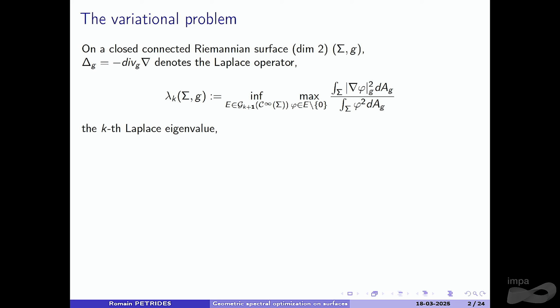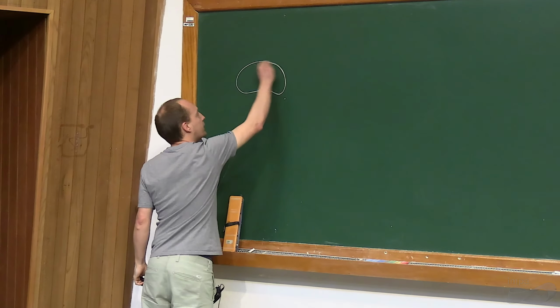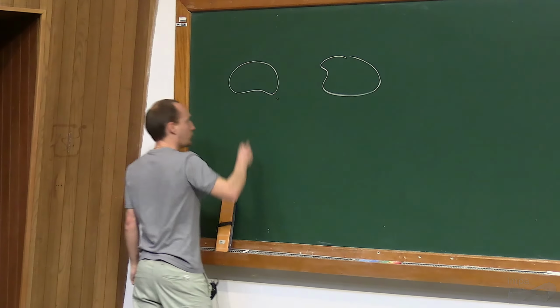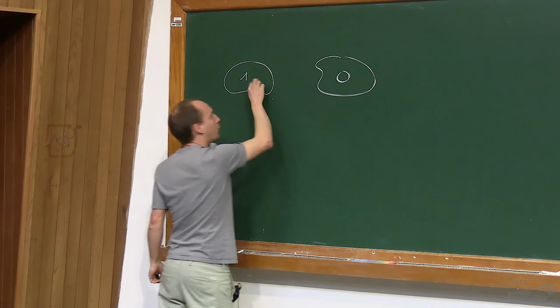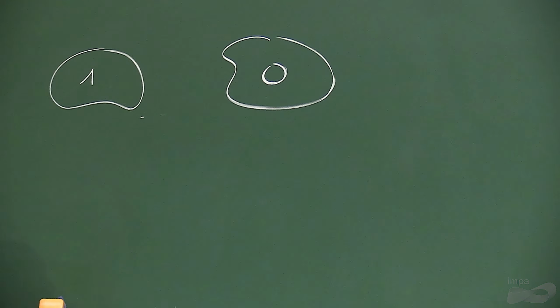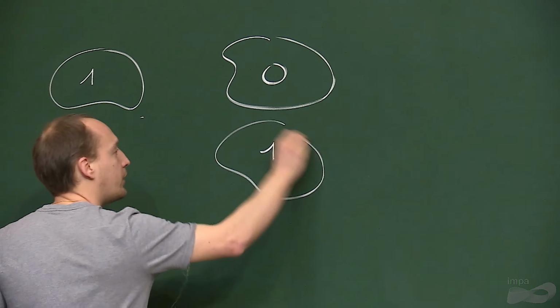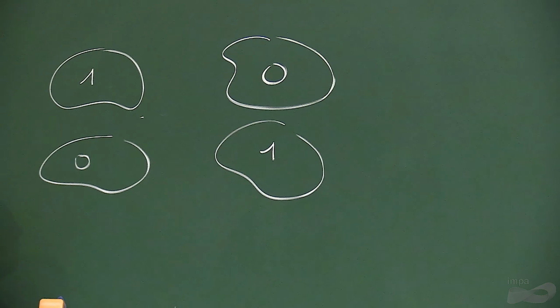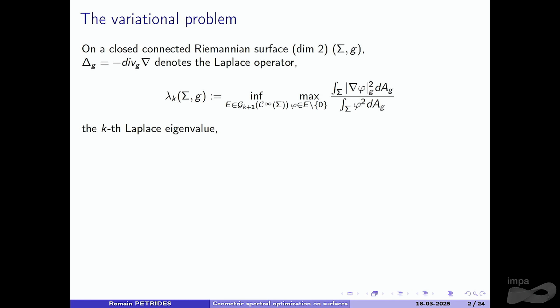Remember that the constant function is an eigenfunction for the eigenvalue 0. If you take a surface which is non-connected, you can have this constant function on one part and 0 on the other. It is one eigenfunction, and we have another eigenfunction here. And the first eigenvalue in that sense is equal to 0. But if you take a connected surface, the only functions associated to 0 are the constant functions.